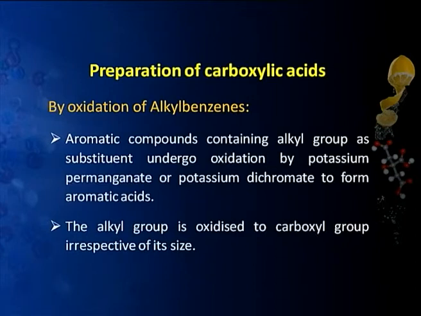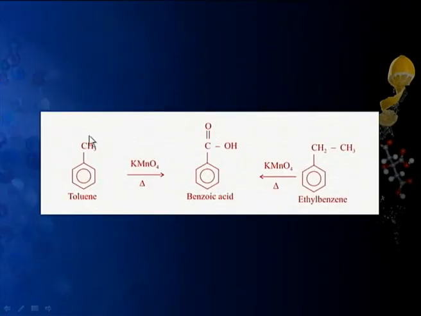Here also the most common oxidizing agents are potassium permanganate and potassium dichromate. And the second thing in this method is that whatever the length of the carbon chain attached to benzene, it is ultimately oxidized to one carbon group, that is the carboxyl group. Such as if we start with toluene, this methyl group is oxidized into a carboxyl group.